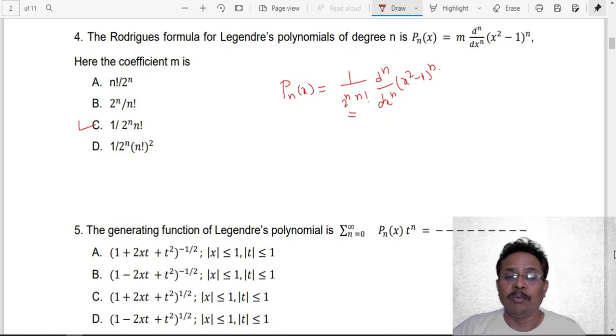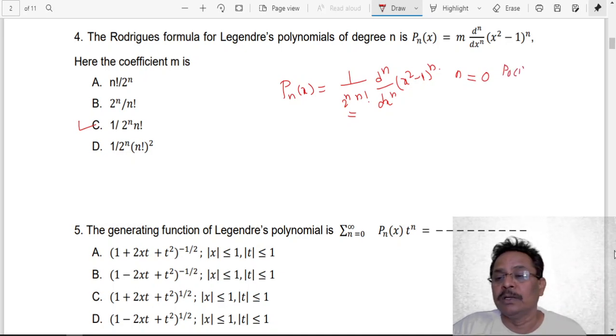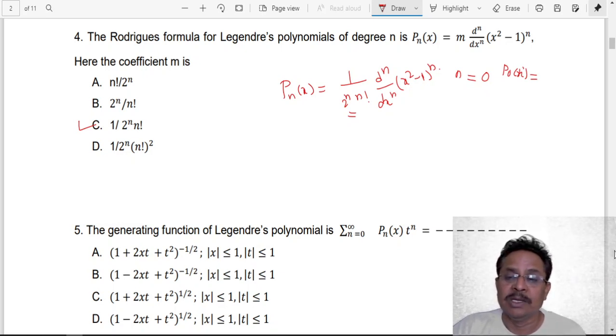Now based upon this, again this is one method, we know that if we put n equal to 0, we get P0(x). Put n equal to 0, so 2 raised to 0 is 1, 0 factorial is 1, d^0/dx^0 is again 1, (x^2 - 1) raised to 0 is also 1, and that's why I get this value simply equal to 1.